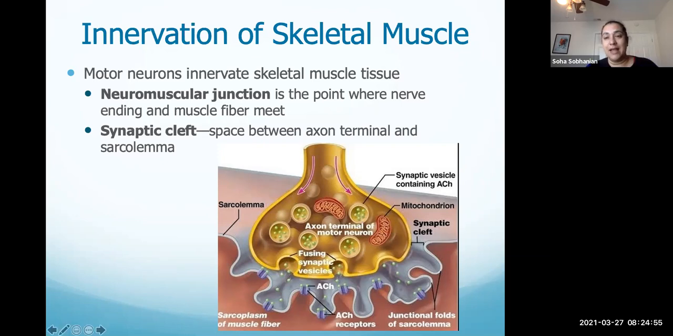The second thing that leads to the muscle relaxing after a contraction is uptake of the neurotransmitter by the neuron.